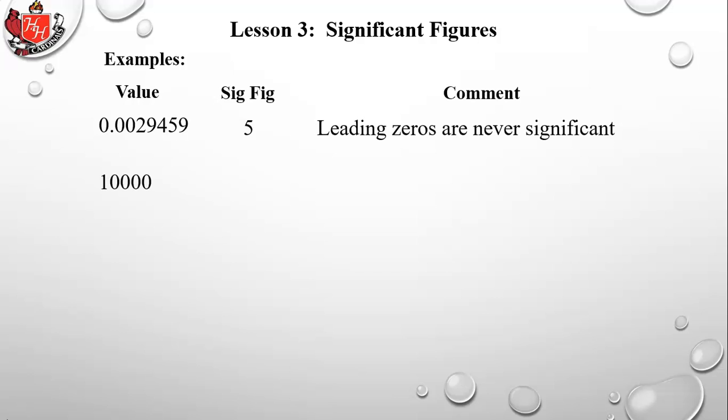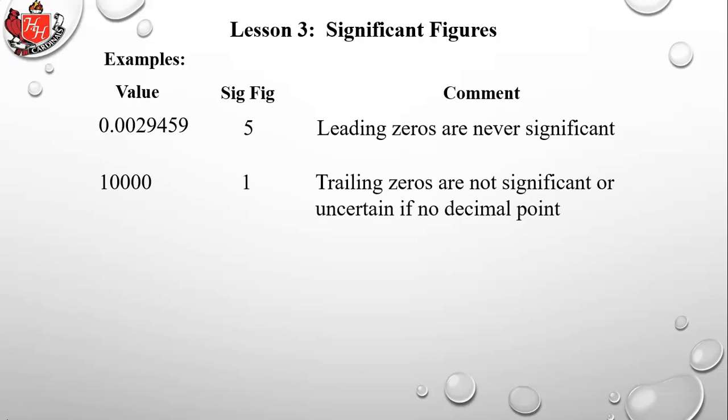Pause and do this one. And the answer is 1. Trailing zeros are not significant, or uncertain, if there is no decimal point, and there is no decimal point there. How about this one?